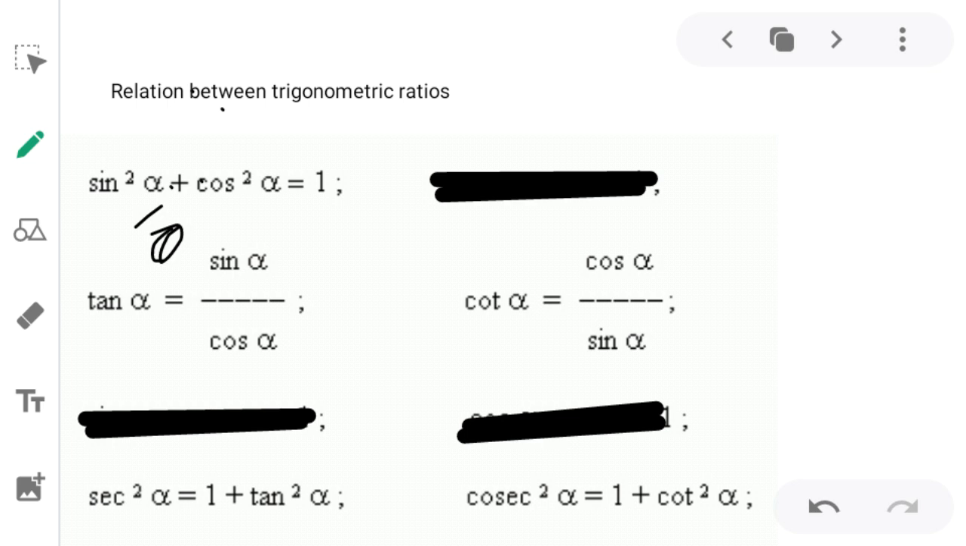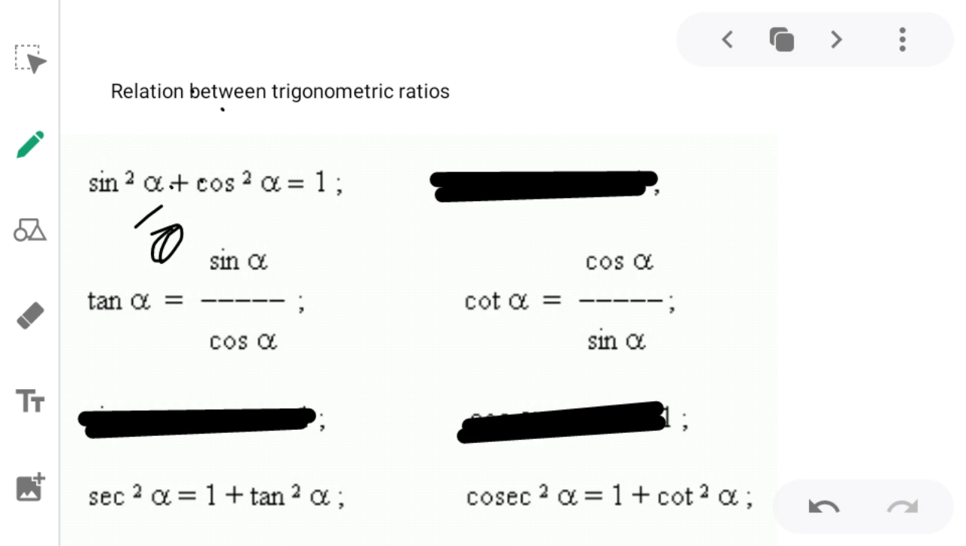so sin square theta plus cos square theta equals 1. We can prove that. I am going to prove it in the next pages. Sin square theta plus cos square theta equals 1. It is a very important rule or relation in trigonometry.